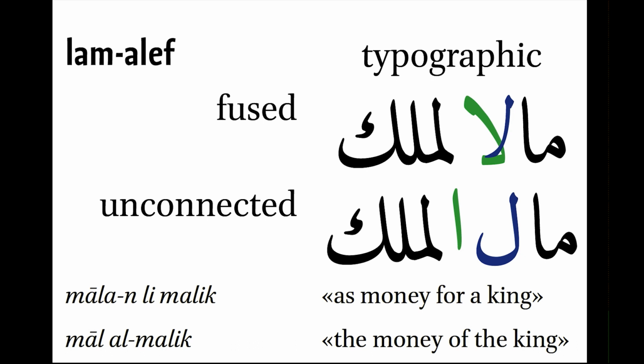Let me give you here an example. You have that same group of lam and alif, here in blue and green, in what linguists call a minimal pair. And it gives you a contrast that allows you to isolate a functional difference. The difference between these two groups of letters: the top reads as mālun li-malik, whereas the bottom reads as māl al-malik. The meaning is totally different, as money for a king, and the other one is the money of the king. But the visual difference is that on top the letters are fused, and on the bottom the letters are simply unconnected.